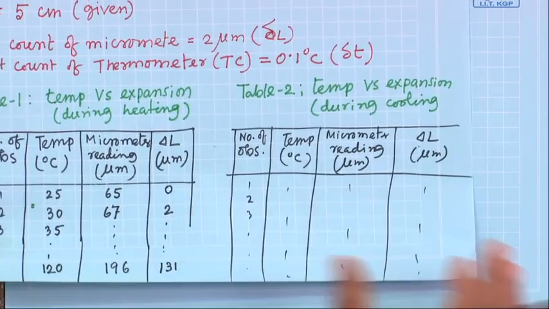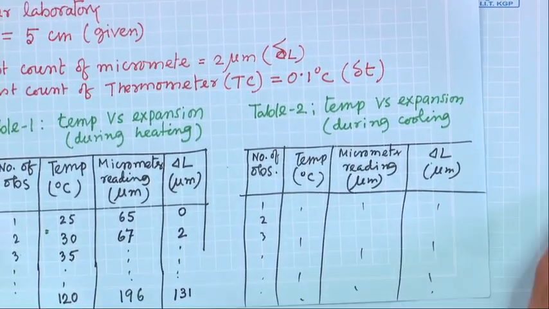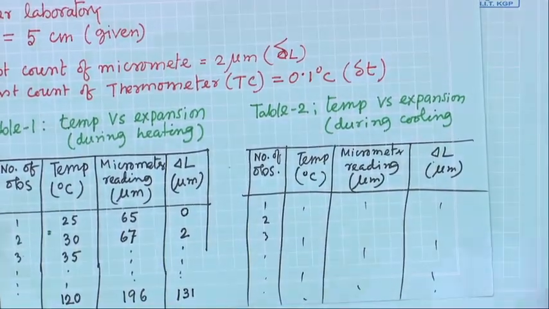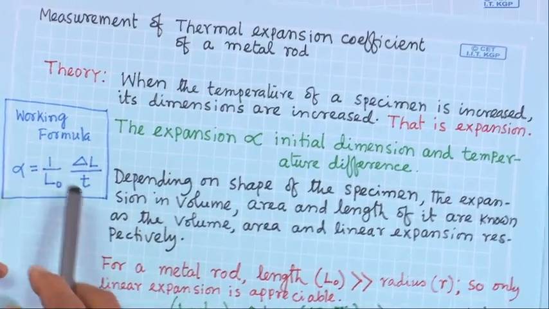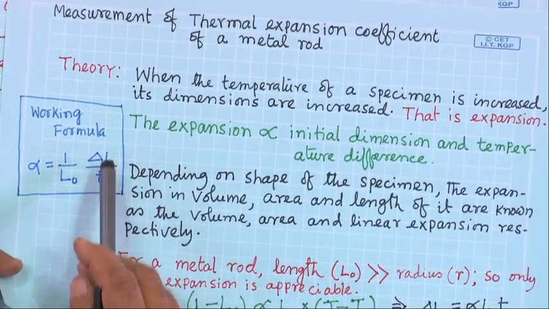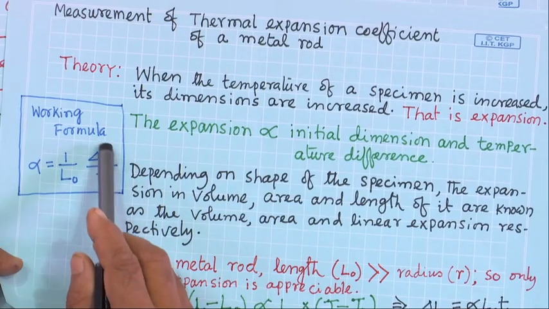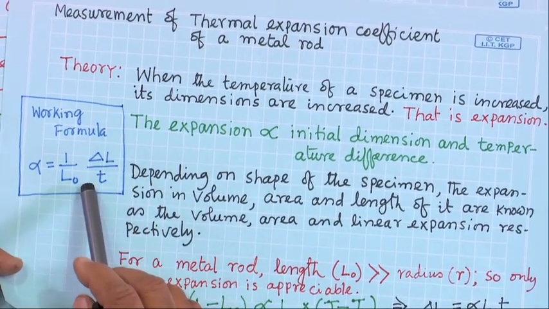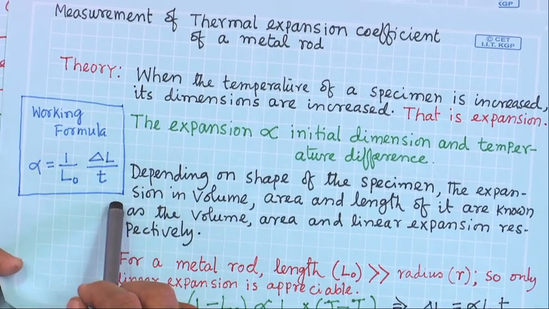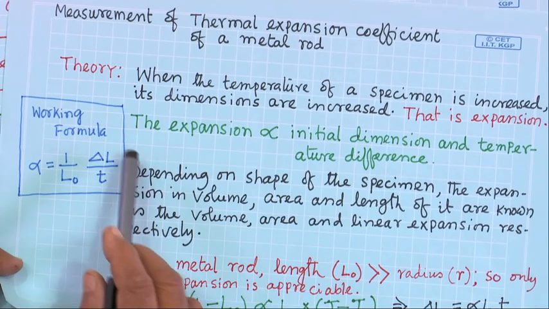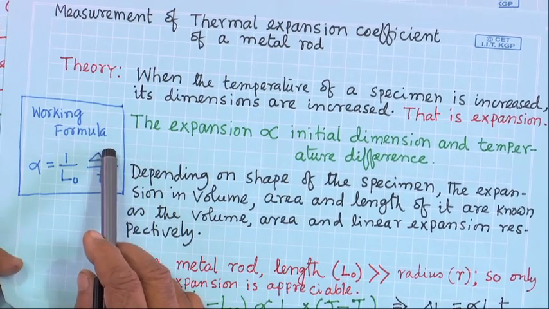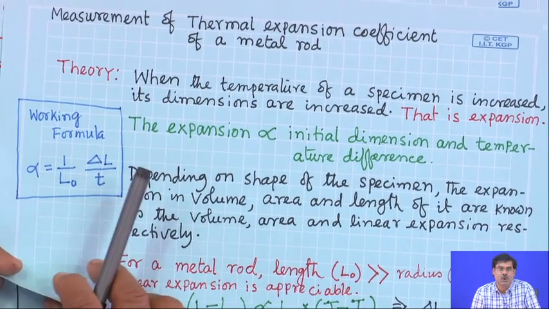From the working formula, alpha equals 1 by L0 times del L by del T. So, I can plot a graph of del L versus T, and from the graph the slope will give you del L by del T. So, I will find out the slope.